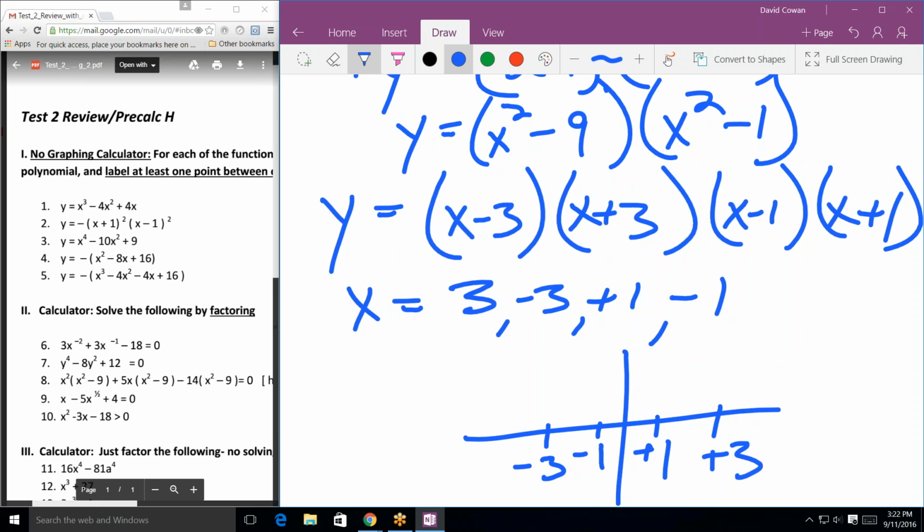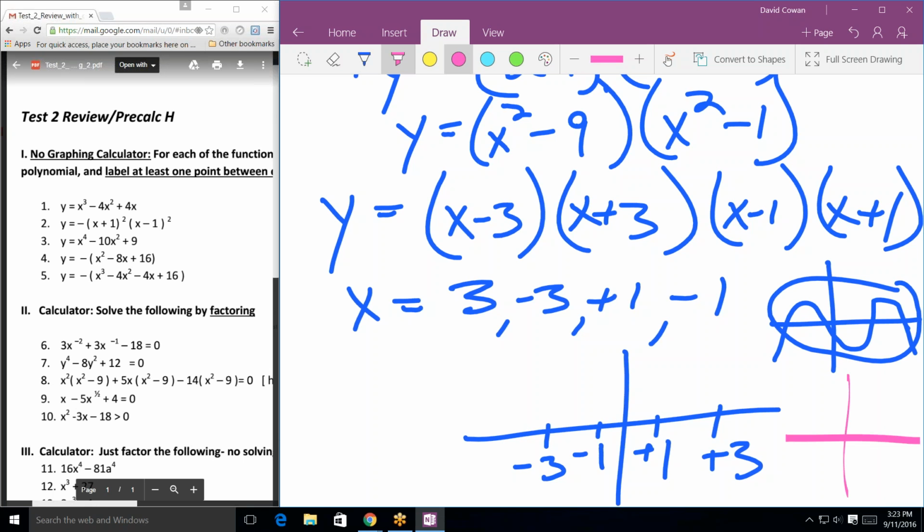Now, it's either going to look like this, right? Notice that this has 3 local minimums and maximums, or it's going to look like this. Depending on the end behavior. In other words, it's one of these 2 curves. It's either the blue curve or the red curve.